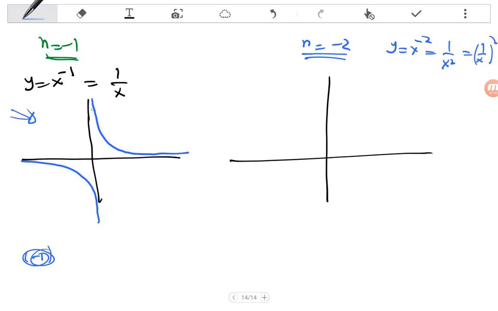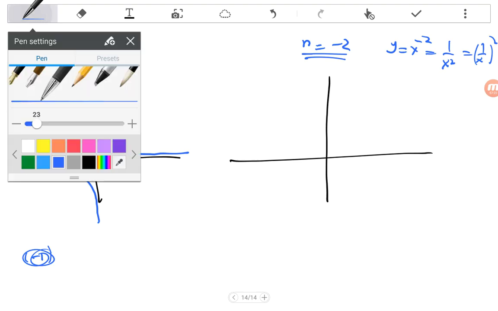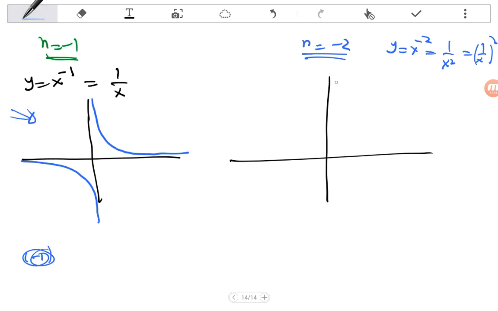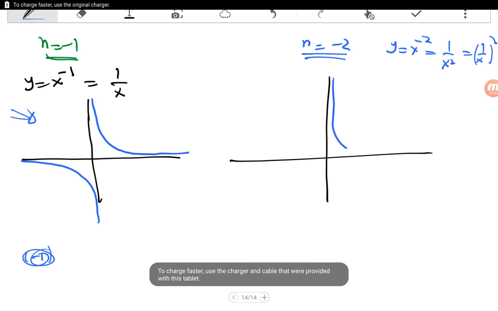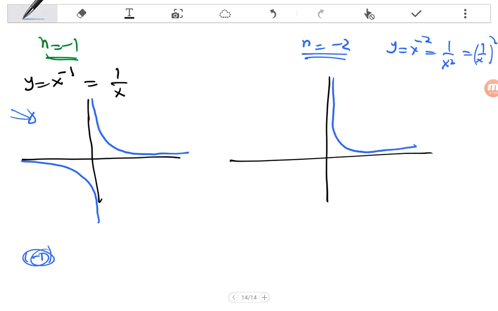The squaring of this graph will be thinner like this in this part. But for the negative part, instead of the output being negative, the output will just be positive. So it will be thinner and positive like this.